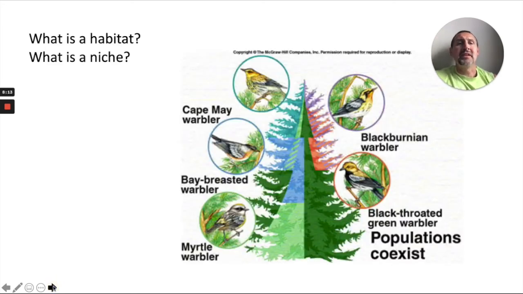A habitat is the area that a species likes to live. So in this case, you can see all these warblers in a habitat of a coniferous forest. But a niche is the specific area that a species can occupy in the ecosystem. In other words, they're doing a specific job. In this case, the warblers are nesting in different locations so that they don't compete for nesting sites.